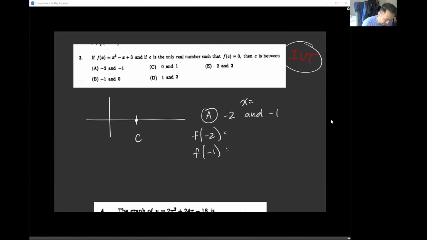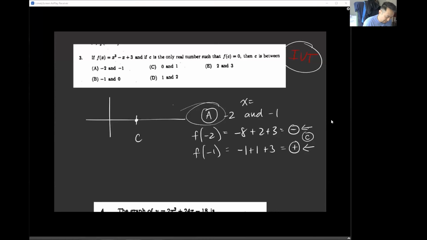So if I substitute in -2, I'm going to get -8 plus 2 plus 3. Looks like I get a negative value. Doesn't really matter what it is, just the fact that it's negative. And if I substitute -1, I'm going to get -1 plus 1 plus 3 equals 3. Okay, so I get a positive value. Hey, that works, right? That means this is going to be below the x-axis, and this is going to be above the x-axis. That means right in between, there is a value of c that has to cross through the x-axis, which gives you the 0. So luckily, this was the correct answer. This is the first one we tested out.